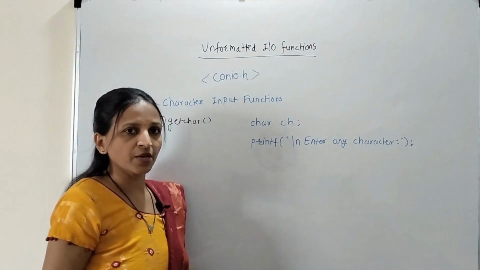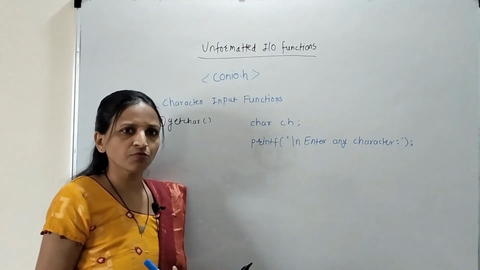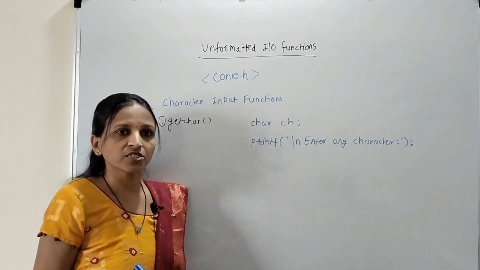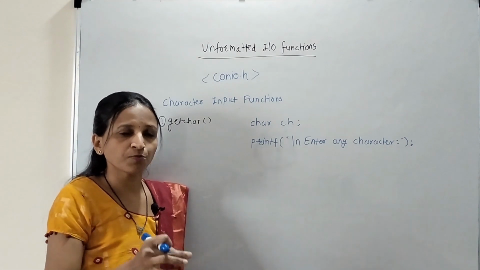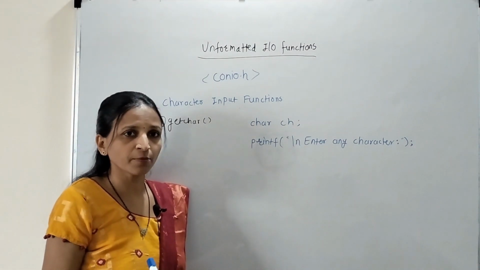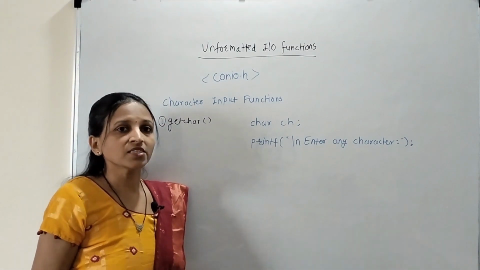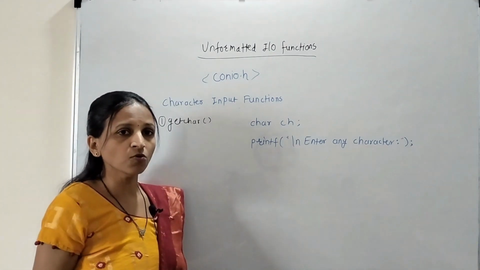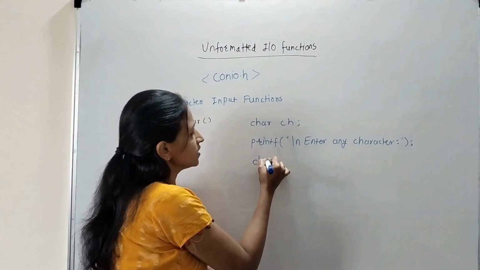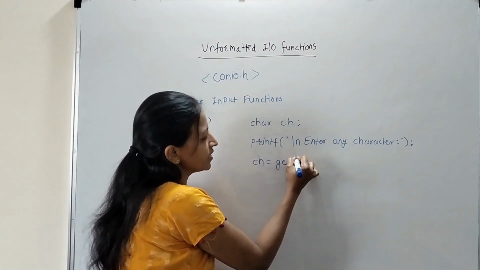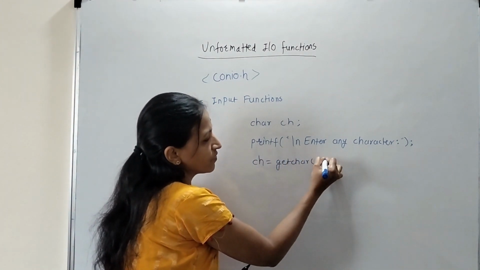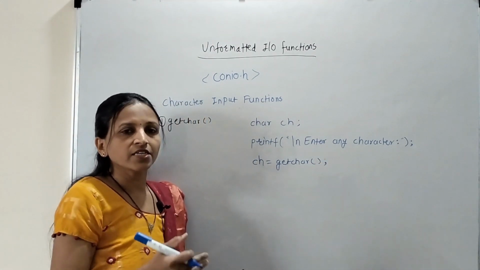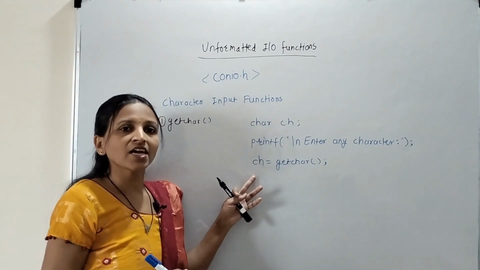This is our requirement. We can use scanf, which is a formatted input function, but in that we have to use the %c format specifier. The same task we can do with the help of this getChar function. How? We have to write like this: ch is equals to getChar. It will read that character and store it inside ch.